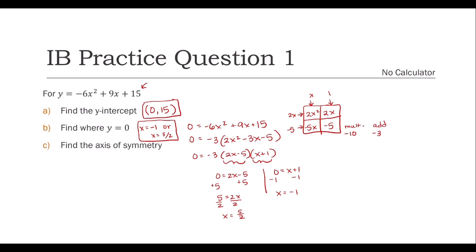Finally, we need to find the axis of symmetry. So to find the axis of symmetry, the best equation to use is our general form. So our axis of symmetry is x equals -b over 2a. So it'll be -9 over 2 times our a value, which is -6. So we have -9 over -12, which becomes positive, and 9 over 12 simplifies to 3 over 4. So our axis of symmetry is x equals 3 over 4.